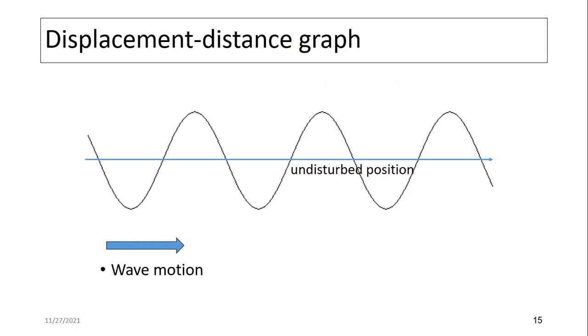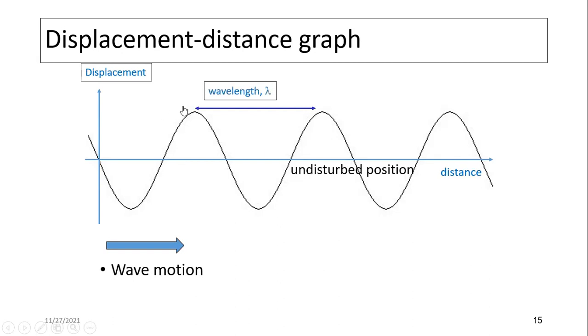So that's basically the undisturbed position of the water. The wave passes through, that's where the wave will go. That's a wave motion moving to the right. Then you can draw an axis there. The rest position is your distance axis, and you can start at any point you want to draw a vertical axis, displacement. From crest to crest, or trough to trough, or between points of the same phase, that's called one wavelength.